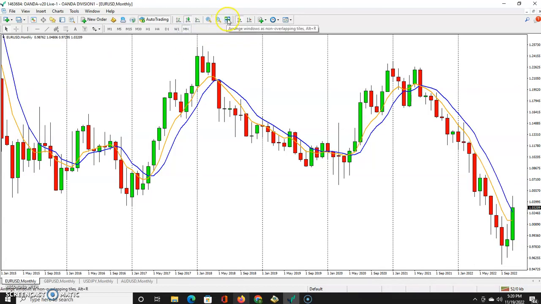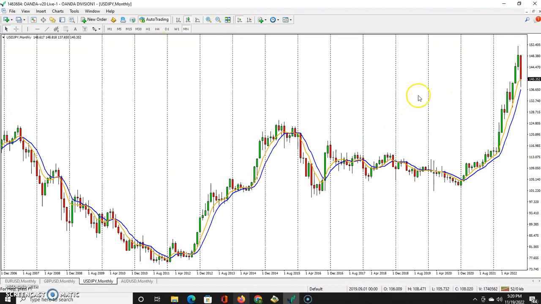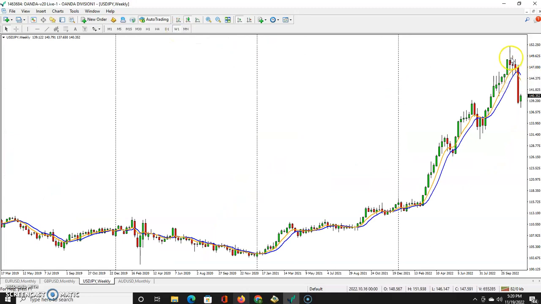Let's look at another chart on the monthly, USD Japan. Look at that. Monthly is down, right? So let's look at a smaller increment. It should be going down too on the weekly, right? Voila. Look, for the last few weeks, it's been going down, right?